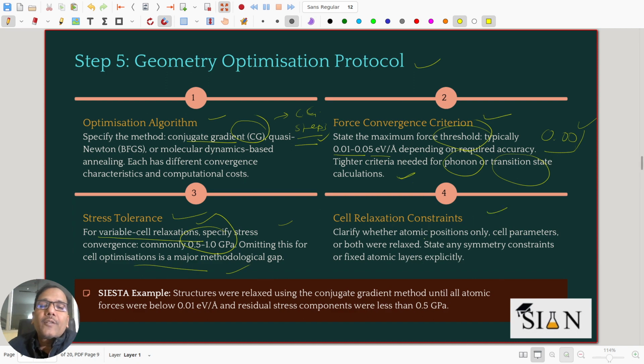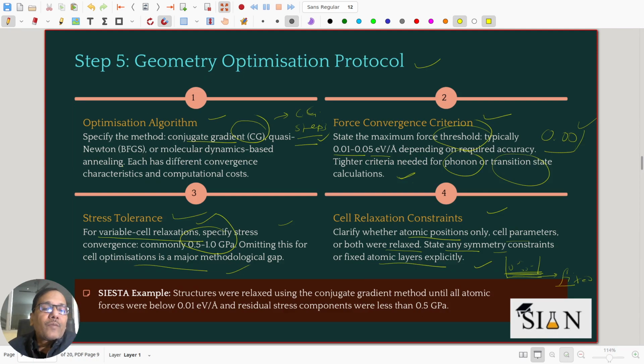Cell relaxation constraints: clarify whether atomic positions only, cell parameters, or both were relaxed. State any symmetry constraints and fixed atomic layers explicitly. Sometimes we have one bigger supercell, and out of that we fix the bottom layer. Then we should mention that the bottom layer is fixed and other atoms are free to move. So that is the relaxation criteria.